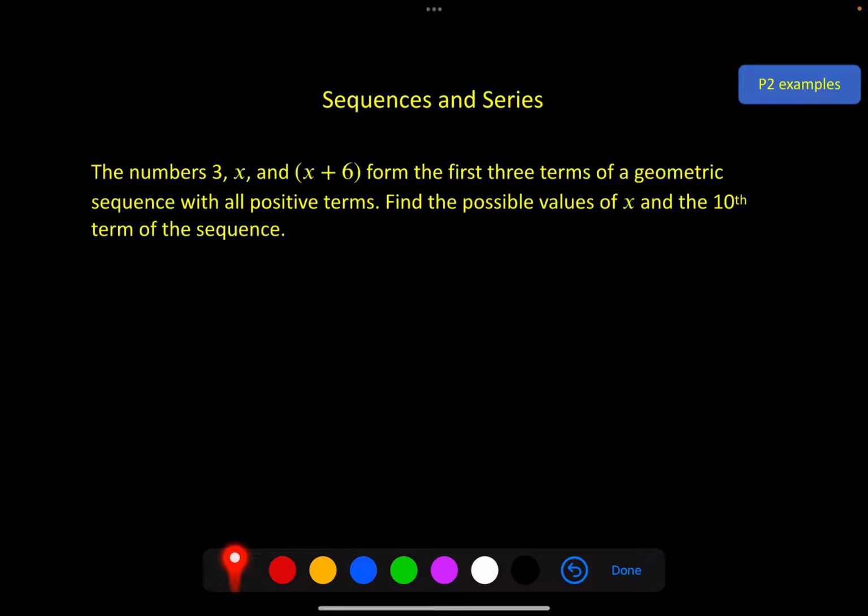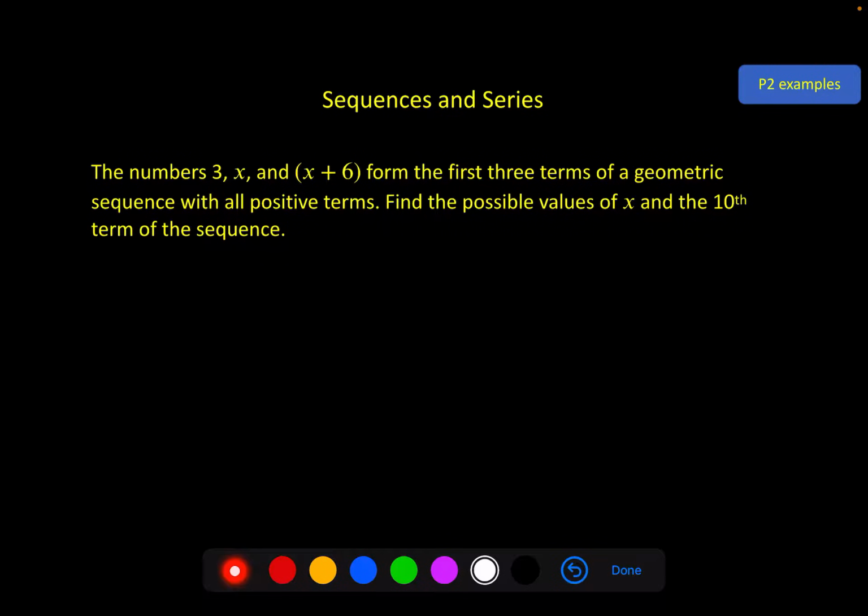Next example. The numbers 3, x and x plus 6 form the first three terms of a geometric sequence with all positive terms. That's important because it tells us our common ratio is positive, not negative. Find the possible values of x and the 10th term of the sequence. I suspect that is a slight typo there because they've told us they're all positive, so we're only going to have one possible value of x. But we'll see if that's correct as we go through.